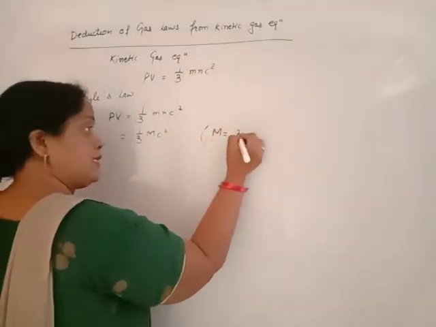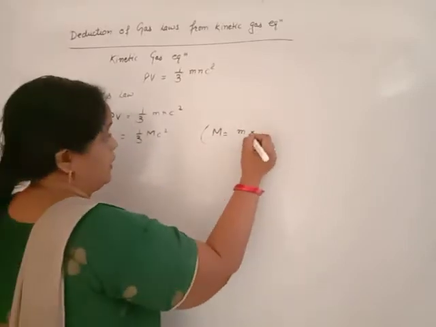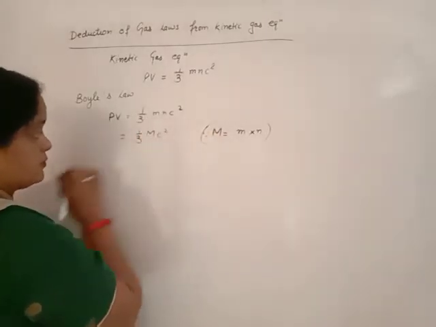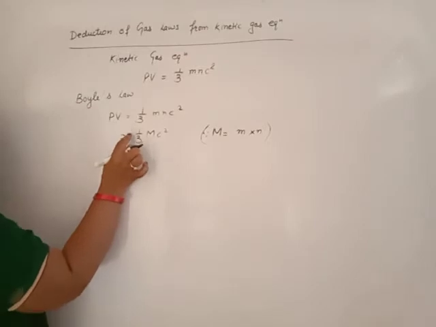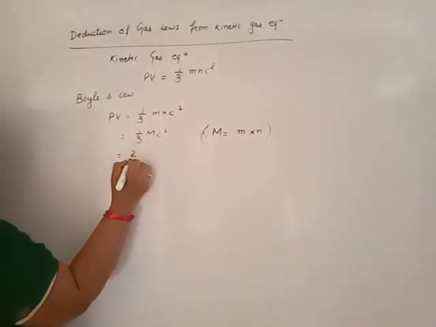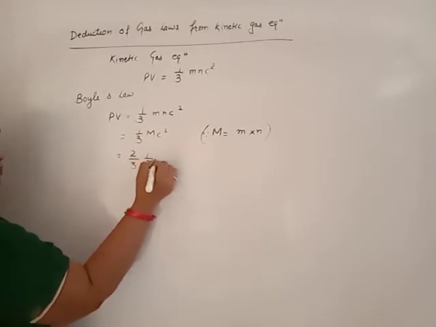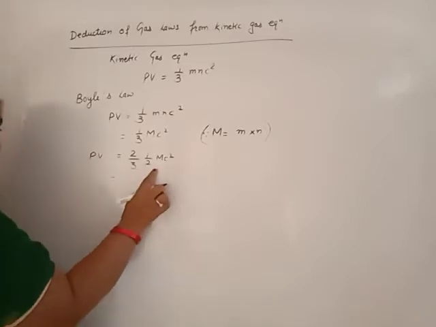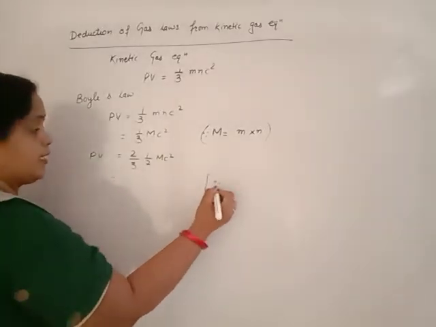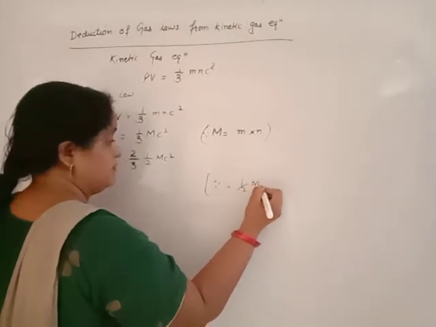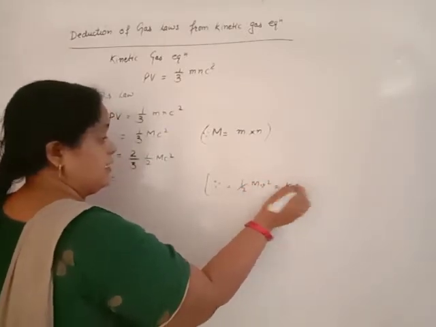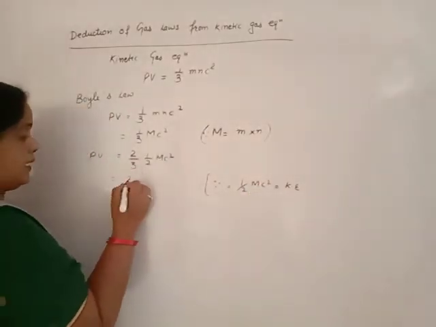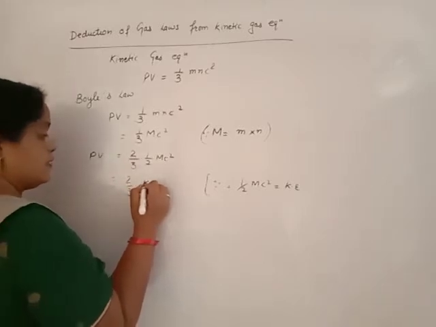Molar mass is derived from the given mass of gas multiplied by the number of molecules of gas, so this equation may be written like this. Now the right side of this equation is multiplied and divided by 2. That is approximately equal to kinetic energy, half mv² is kinetic energy, where the velocity is the root mean square velocity. So this equation may be written as PV = 2/3 of kinetic energy.